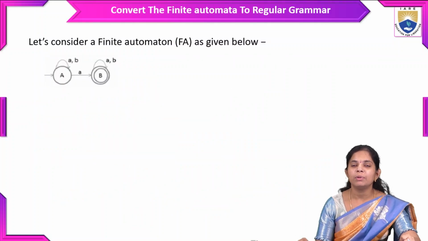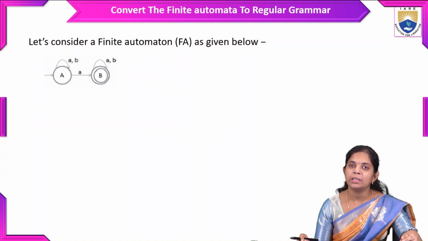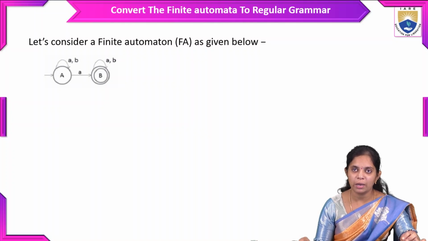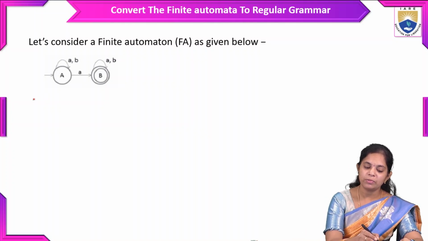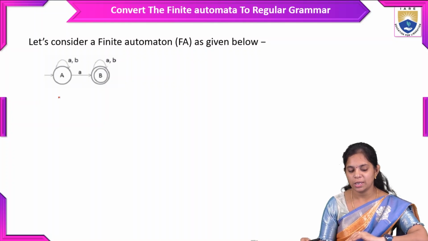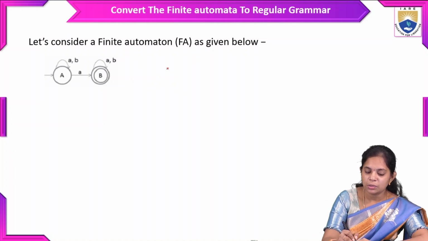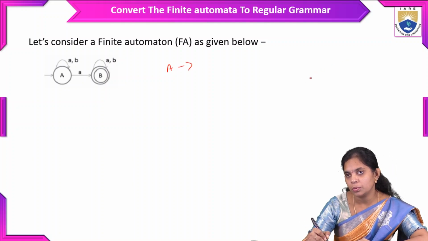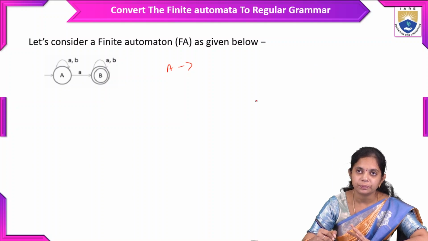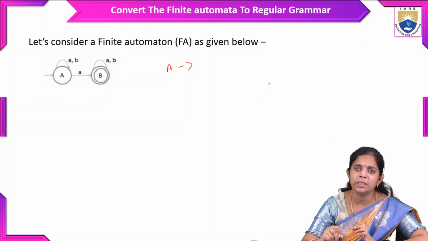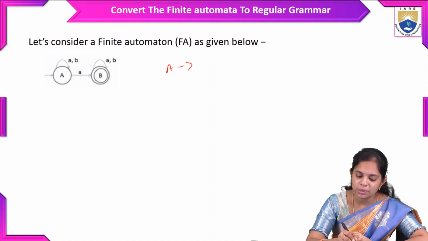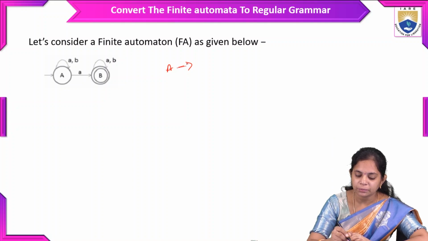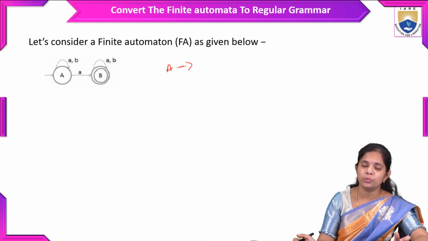Here is the example we have taken. We have the input as a finite automata, and we need to convert it to a regular grammar. Let's see how. First we need to start with the start state, which here is A. Coming to the rule, it has terminals and non-terminals, and on the left hand side only a single non-terminal should be there. That's why I am taking the initial state as A.